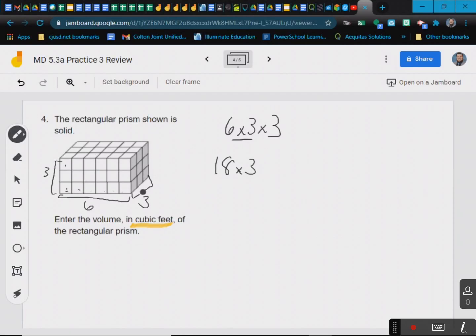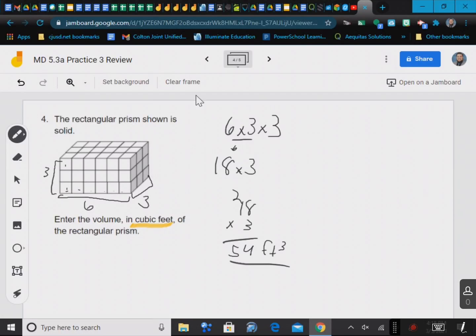So I found that there's 18 and it was 3 deep, right? And that's the same thing here. 6 times 3 is 18, right? 18 times 3, let's go ahead and find that together. 3 times 8 is 24. 3 times 1 is 3 plus 2 is 5, so 54. It's 54 cubic feet as my answer.